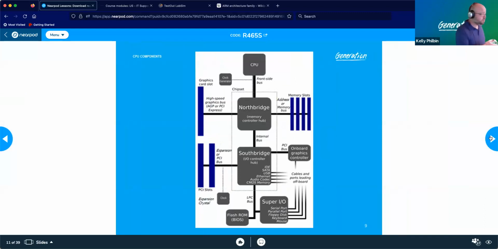This picture should look familiar to us, right? We saw this one last week, talking about motherboards. And this is just a reminder that essentially the CPU is the center of the whole system. The motherboard connects everything together. The CPU is the brains of the operation.